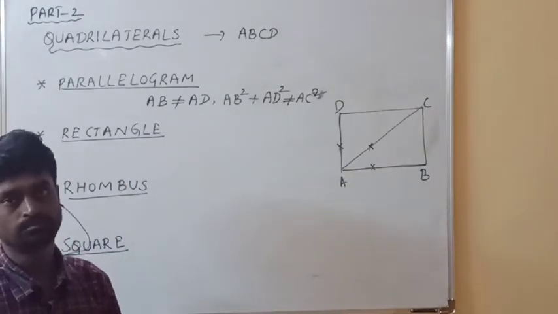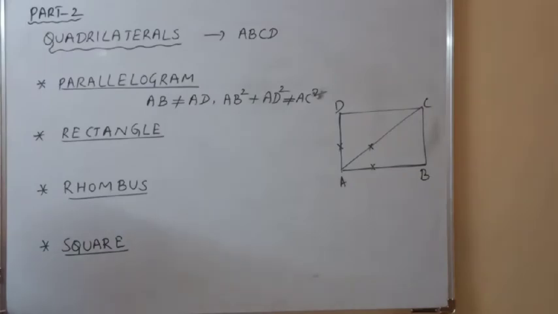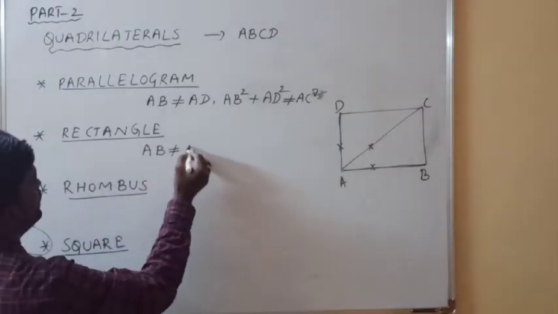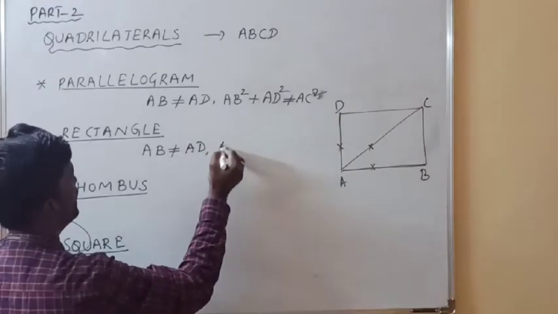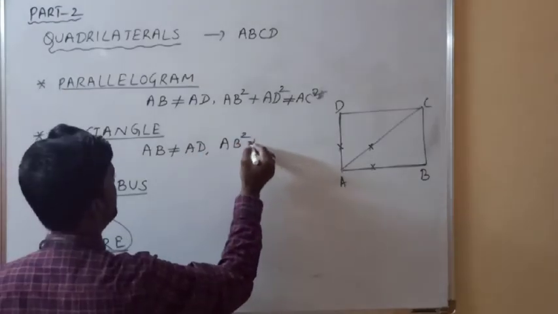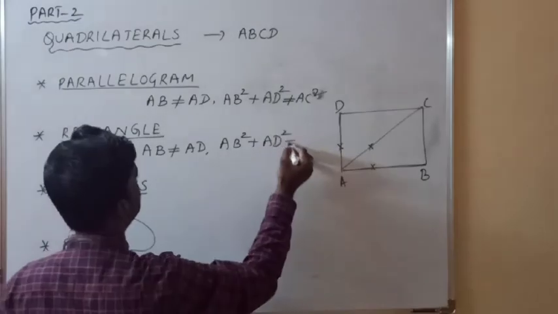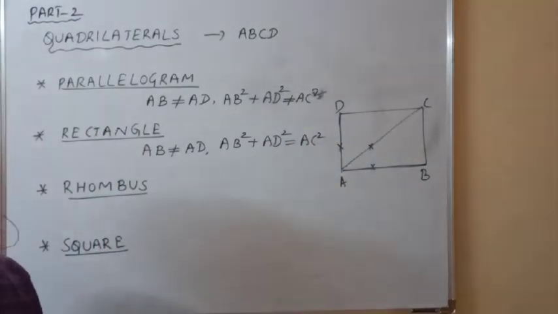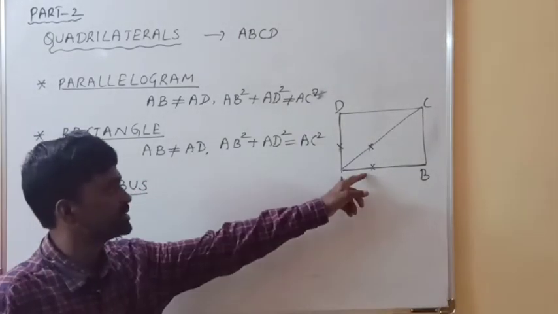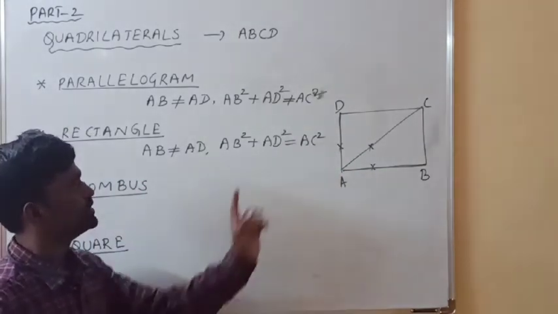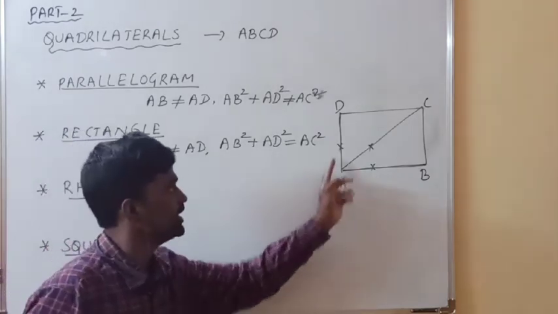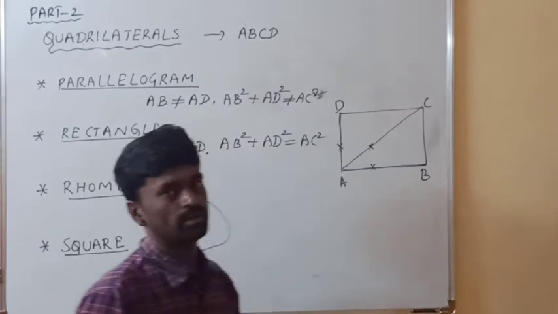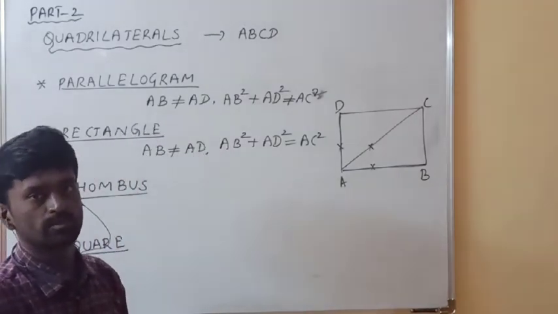Parallelogram only. Next, rectangle. For this condition, AB should not be equal to AD, but AB square plus AD square should be equal to AC square. So AB not equal to AD means adjacent sides are not equal. But AB square plus AD square, which is the same as AB square plus BC square, is equal to AC square. So Pythagoras theorem is satisfied.